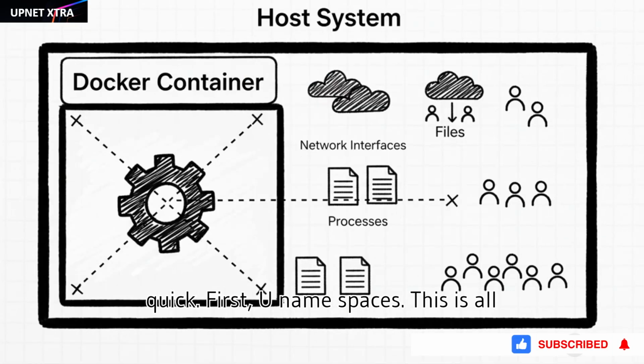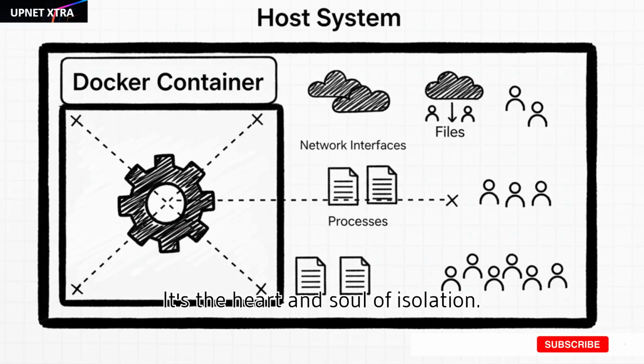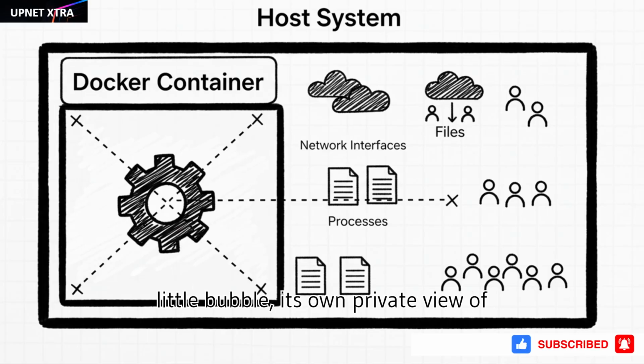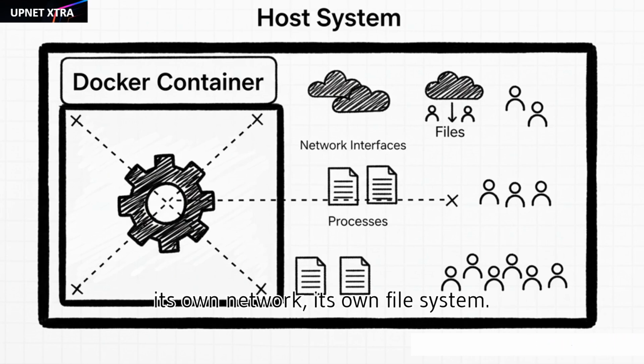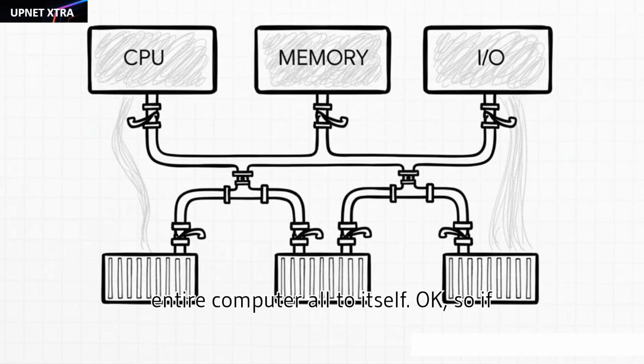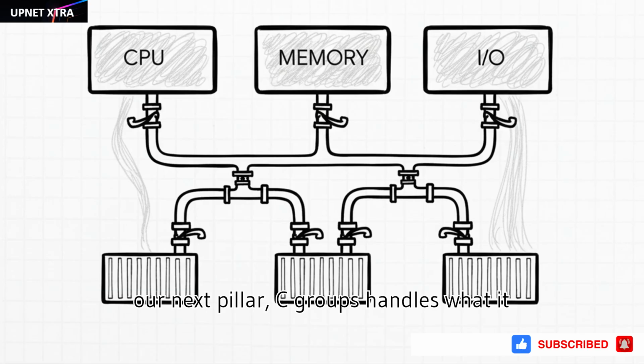First up, namespaces. This is all about what a process is allowed to see. It's the heart and soul of isolation. Basically, each container gets its own little bubble, its own private view of the system. It has its own process IDs, its own network, its own file system. It's literally like putting blinders on the application so it thinks it has the entire computer all to itself. Okay, so if namespaces handle what a container sees, our next pillar, cgroups, handles what it gets to use.